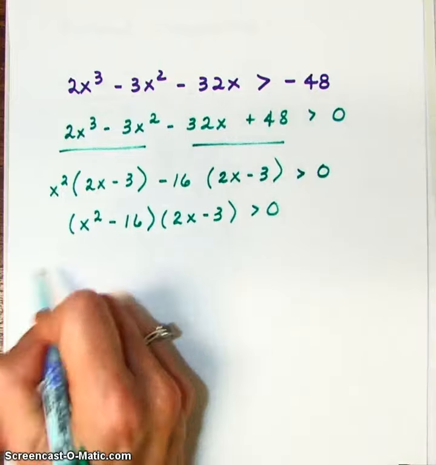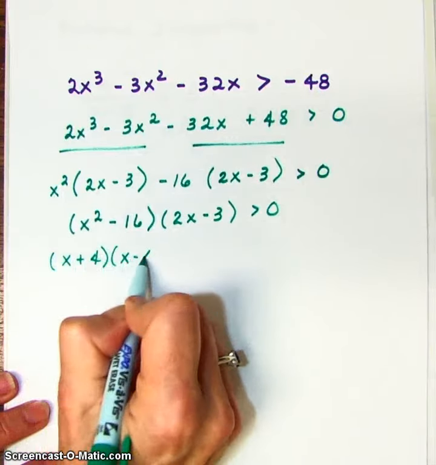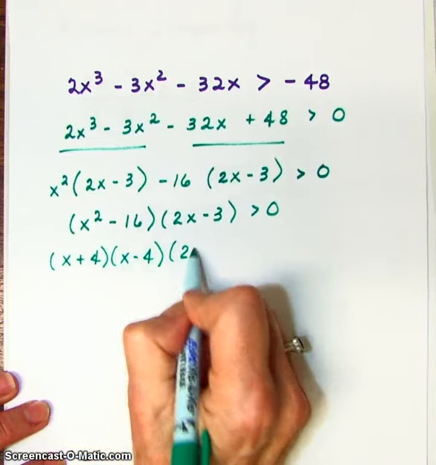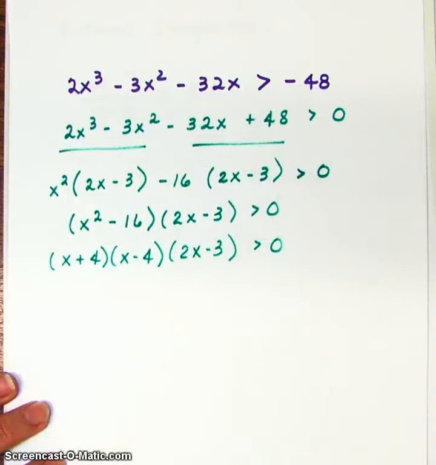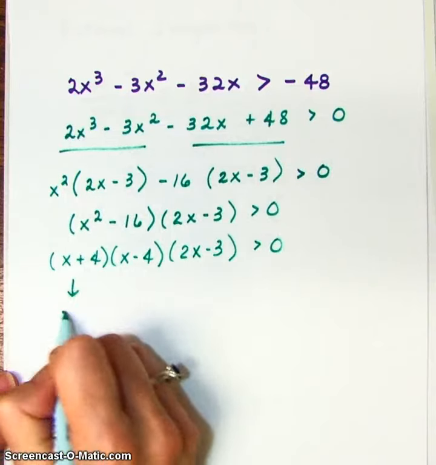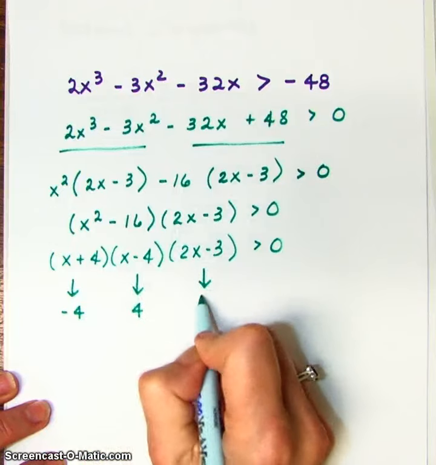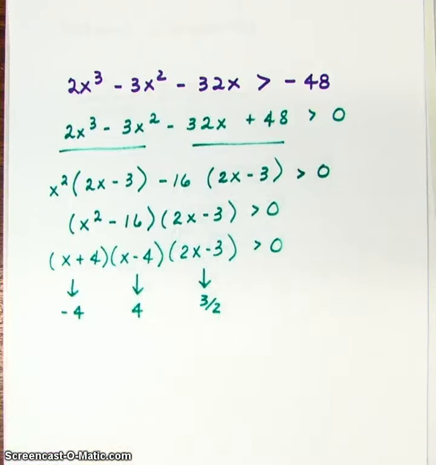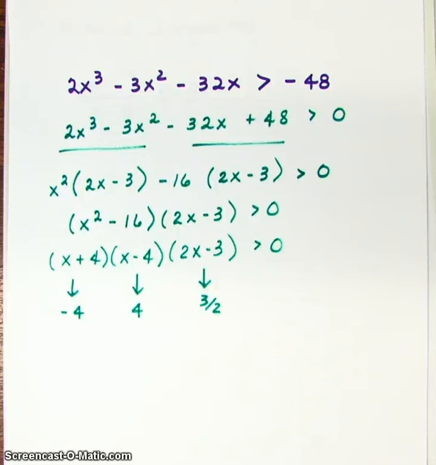And let's look at our solutions. This is going to be x plus 4, x minus 4, and 2x minus 3 is greater than 0. Critical numbers here are negative 4, positive 4, and positive 3 halves. And you would expect 3 solutions because, after all, the degree of this was 3. So those are our critical numbers.